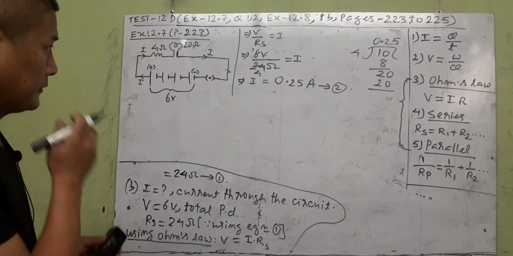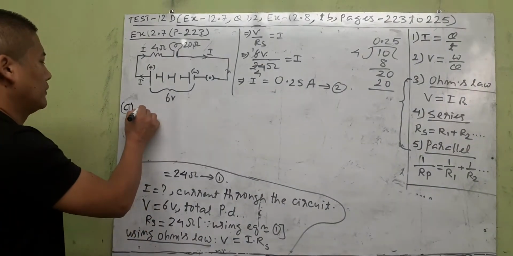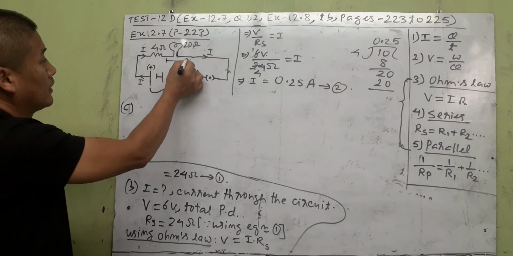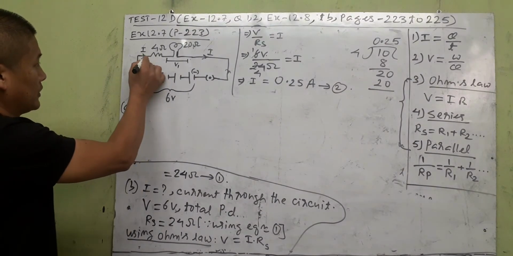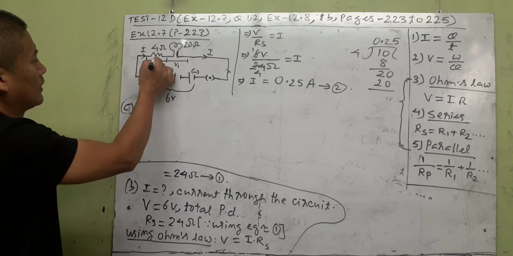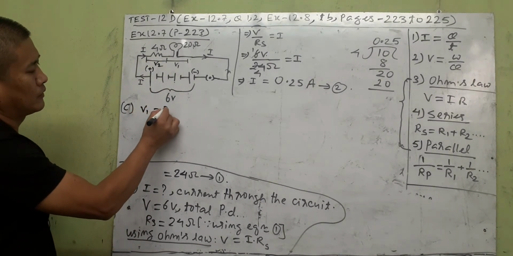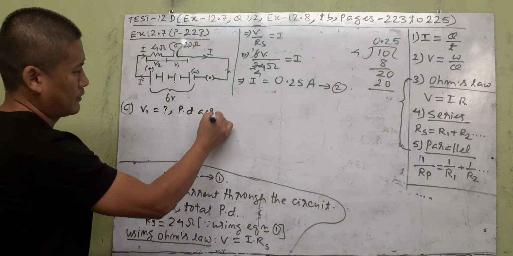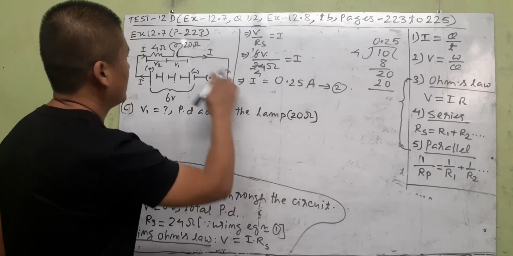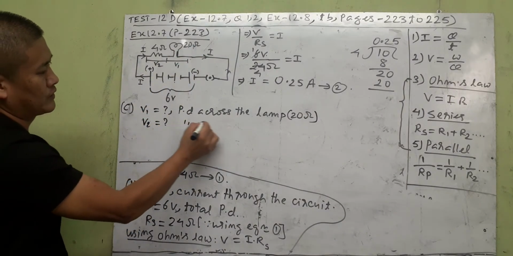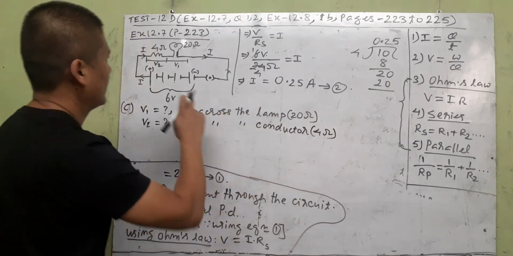Now here, C, potential difference across the lamp. Okay, so across the lamp is this one. So let us put here potential difference across the lamp is V1. And also across the conductor. Conductor is this one. So between the 2 points connection of this one is V2. So we have to find this V1 and V2. So V1, question mark, is potential difference across the lamp, which is 20 ohms, as you can clearly see. Then V2 is question mark, same potential difference across the conductor, which is 4 ohms, as you can see here.